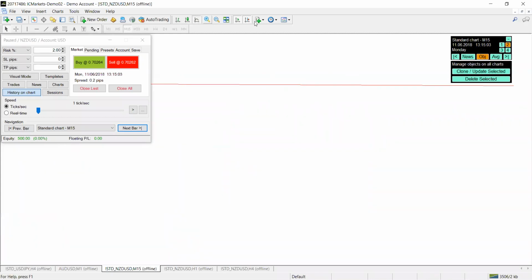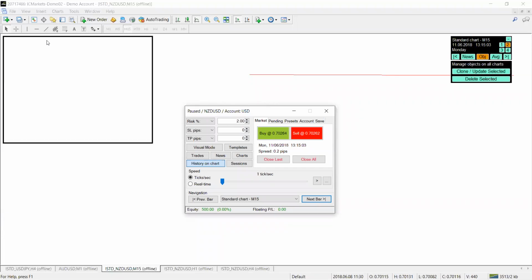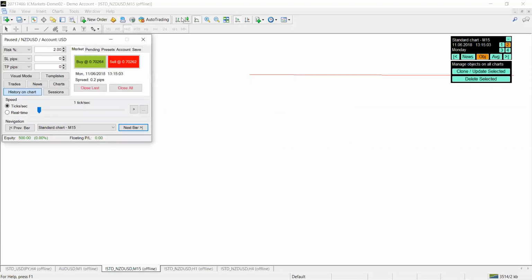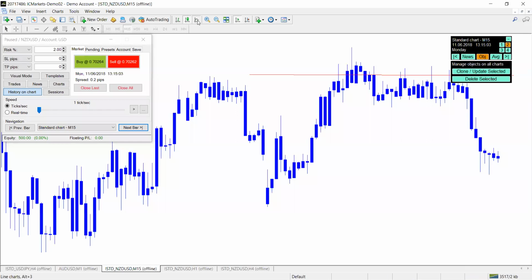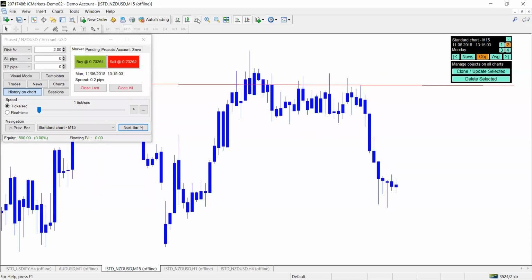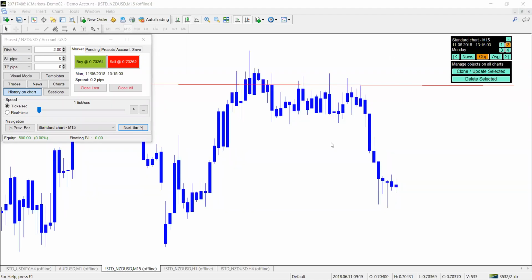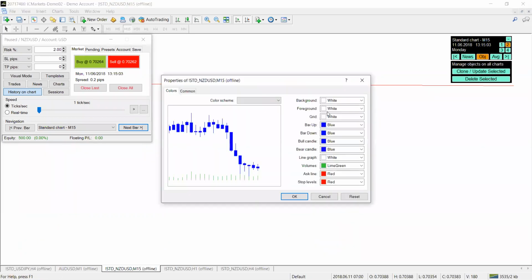Why don't I have a line chart? There we are. Why don't we have a line chart? That's not fair. Oh, well, don't worry, I can't show you. Someone says that the line graph was set to white. That's probably why. Properties. Which one is it? Oh, line graph. That.